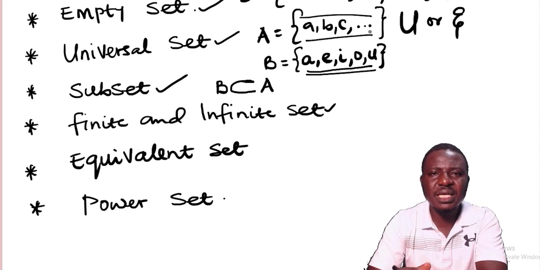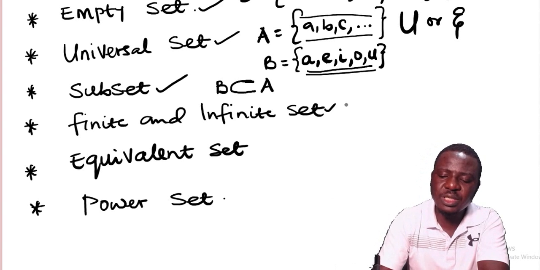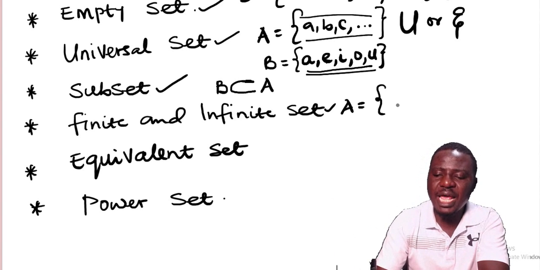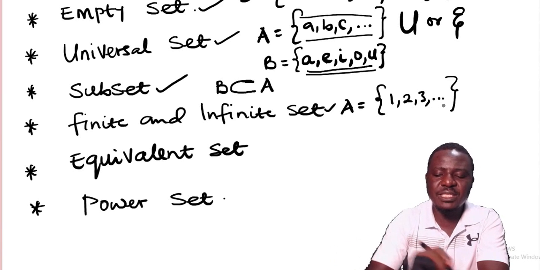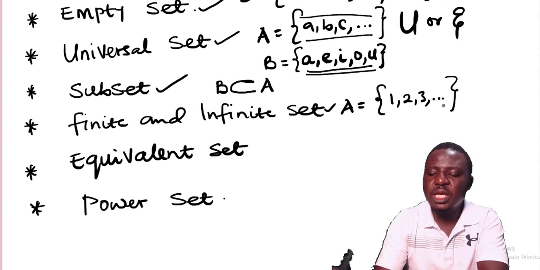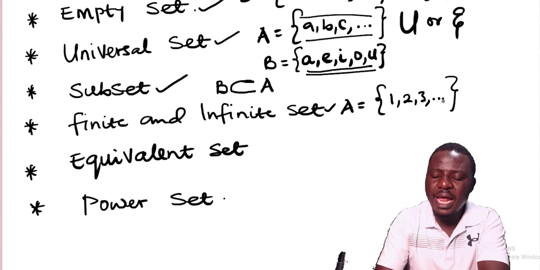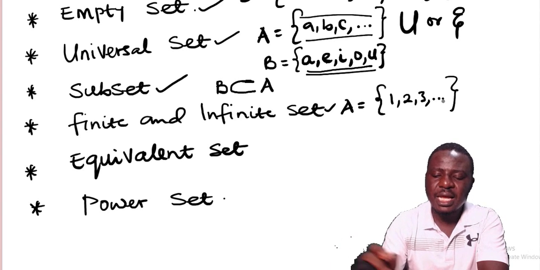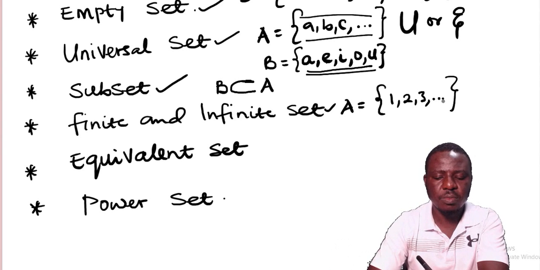Since all these numbers cannot be counted, we refer to them as infinite sets, and they can be represented using 3 dots at the end of it. For example, we have 1, 2, 3, and the 3 dots. These 3 dots indicate infinity. It shows you that you have more and more elements of this set that cannot be counted.